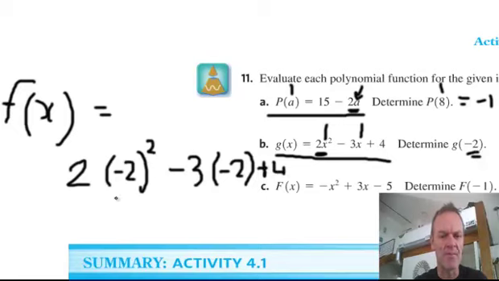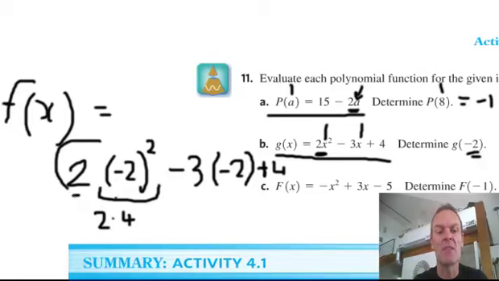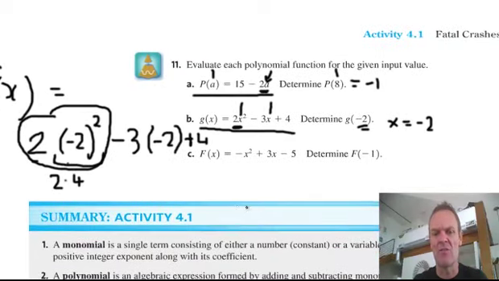Right, bit by bit. Please do not go 2 times negative 2 at the start. It's negative 2 squared. Order of operations. I'm going to do this first. Negative 2 squared is 4. I'm still going to have to multiply by 2 at the front here. So, all of this here is going to be 8. Right over here, 8. Okay, I've done that bit.